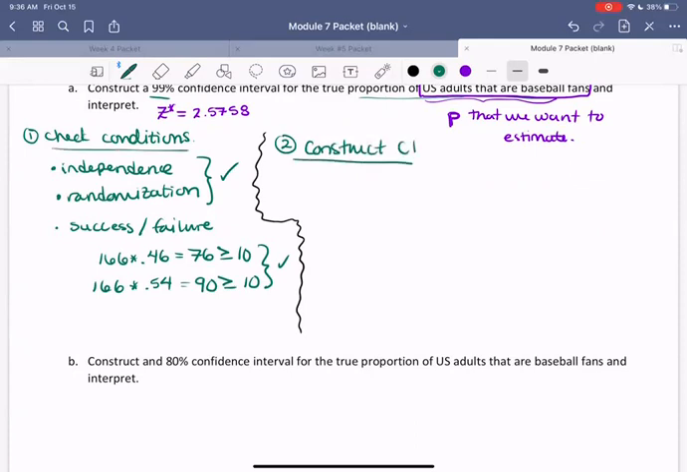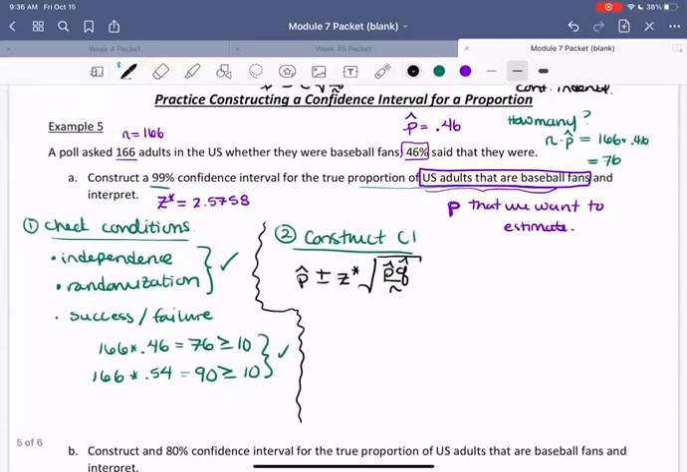So fortunately for us, we've already found all of the information we need. Recall that the confidence interval will look like p hat plus or minus z star times the square root of p hat q hat over n. So we can just fill in all of the numbers that we have. So for us, p hat is 0.46 plus or minus z star is 2.5758 times the square root of p hat is 0.46, q hat is 0.54.